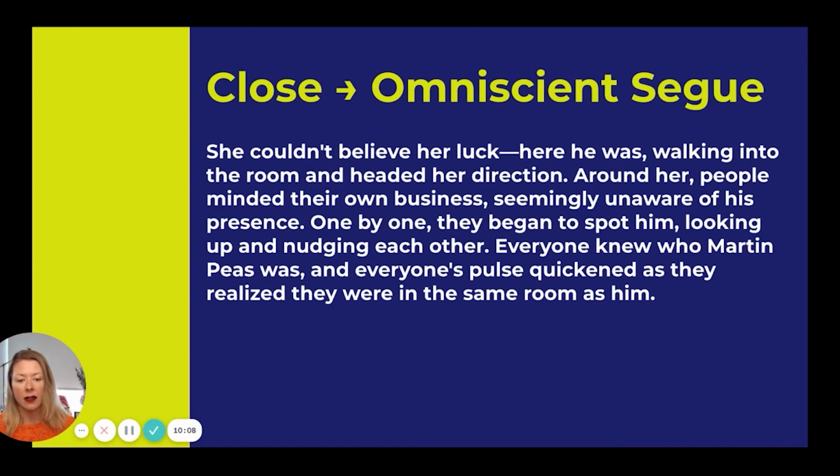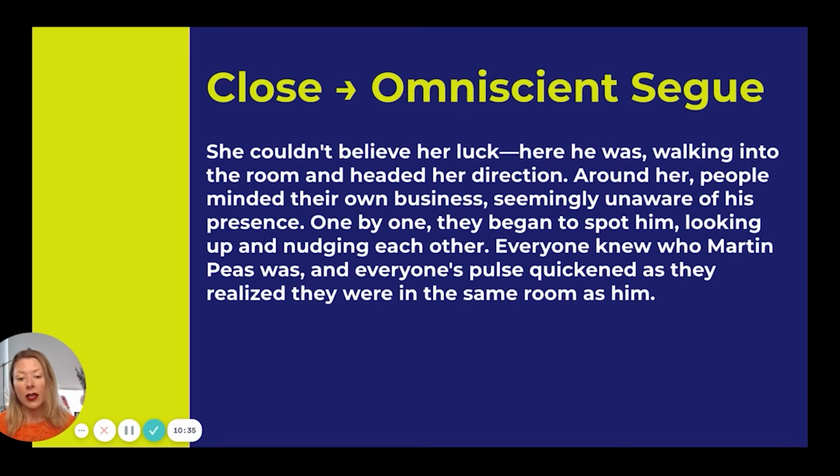One by one, they began to spot him. Now which is that? Is that omniscient or close? I think it might be more omniscient, right? We're segueing into omniscient here, looking up and nudging each other. So it's both a description of what she would see, but also noting that they're actually spotting him. Not that they seem like they're spotting him or look like they're spotting him, but that they're actually spotting him.